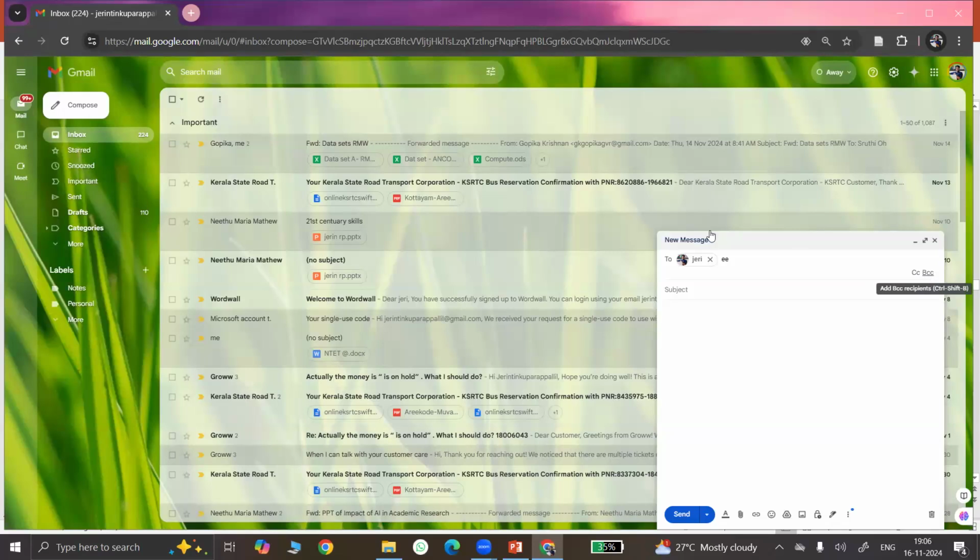Blind carbon copy. If I'm sending a mail to all of you, you are 10 or 15 people here, I'm sending this PPT to all of you. And if I'm sending directly, what is that? That is a carbon copy. Every one of you can understand to whom else I have already sent. Up to 9 people I have sent. These are their mail IDs. Like that, every one of you can see.